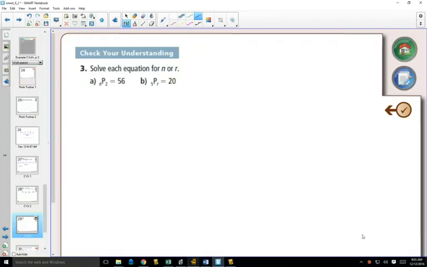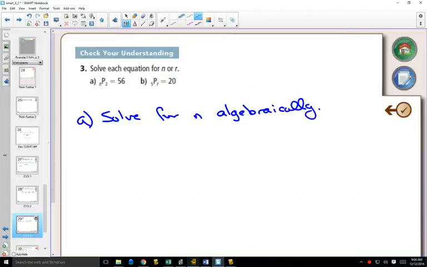So for part A here, if you were given this question on an exam, they would have it written this way. Solve for n algebraically. So they don't want you just to guess and check. You could probably guess and check quite quickly if you know how the spaces work.